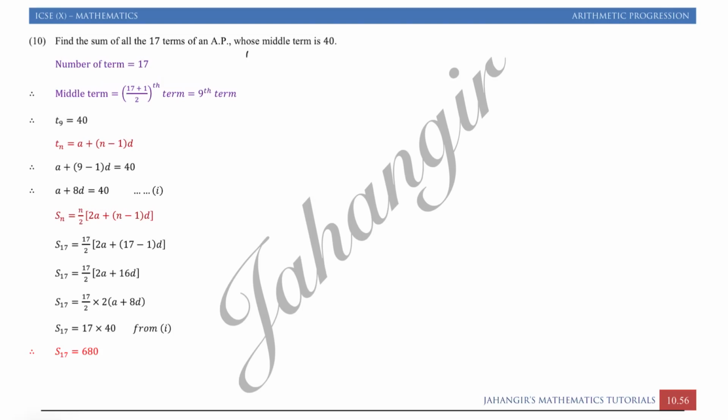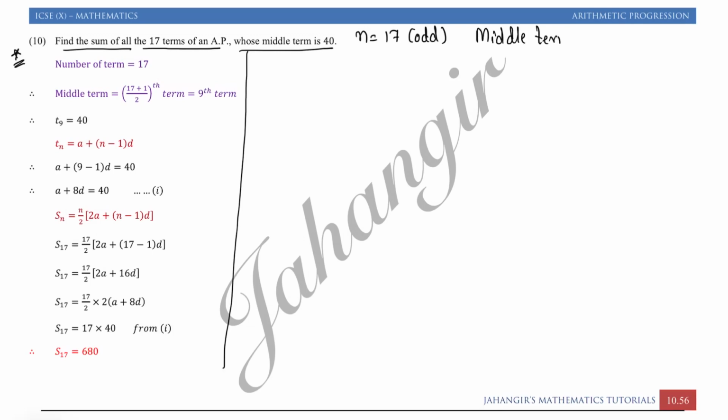Question 10. This question is important. Find the sum of all the 17 terms of an AP whose middle term is given as 40. So first we will find what the middle term is. If the number of terms is 17, that is odd. So middle term means median term.